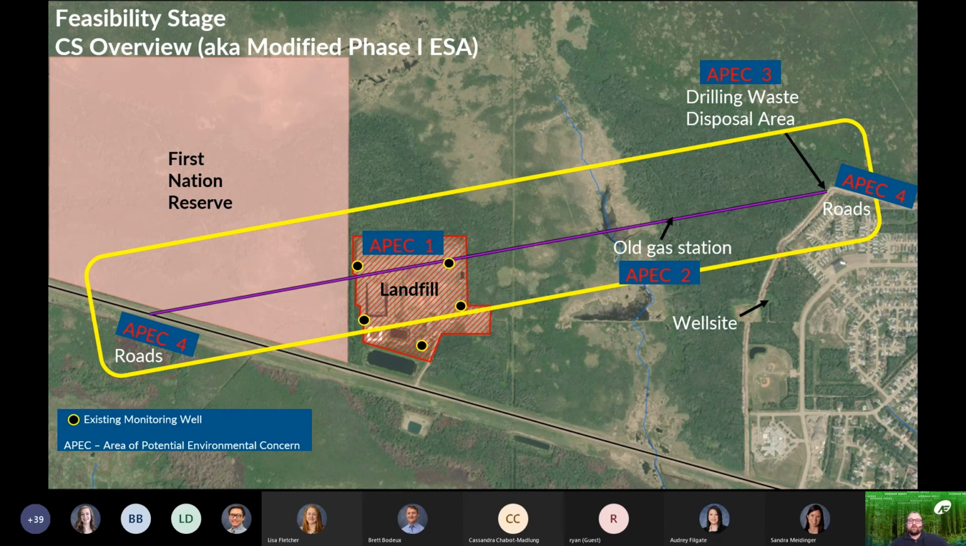Highways and roads are also identified as areas of potential concern due to the use of road salt, which can impact soils and vegetation growth. During the site inspection, it was noted that the landfill has existing groundwater monitoring wells that are regularly monitored.